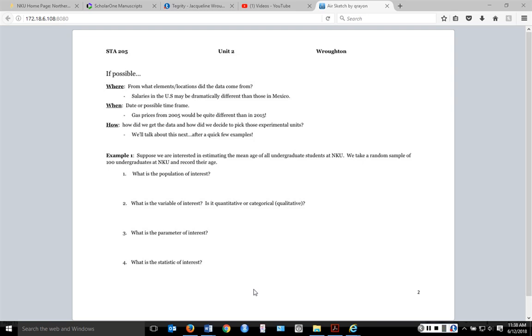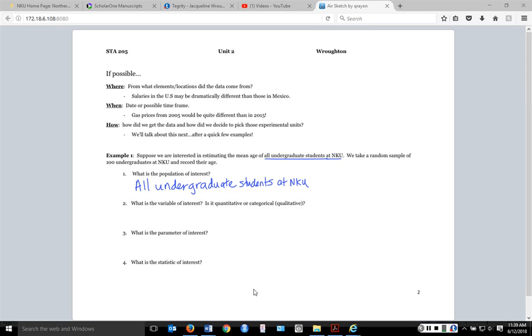So if I was to look at this example, who is my population? I pretty much have it right here. Right, I am interested in all undergraduate students at NKU. I don't want to look at a graduate student. I don't want to include faculty. NKU versus other universities could be different. And so I am being pretty specific here of looking at all undergraduate students at NKU.